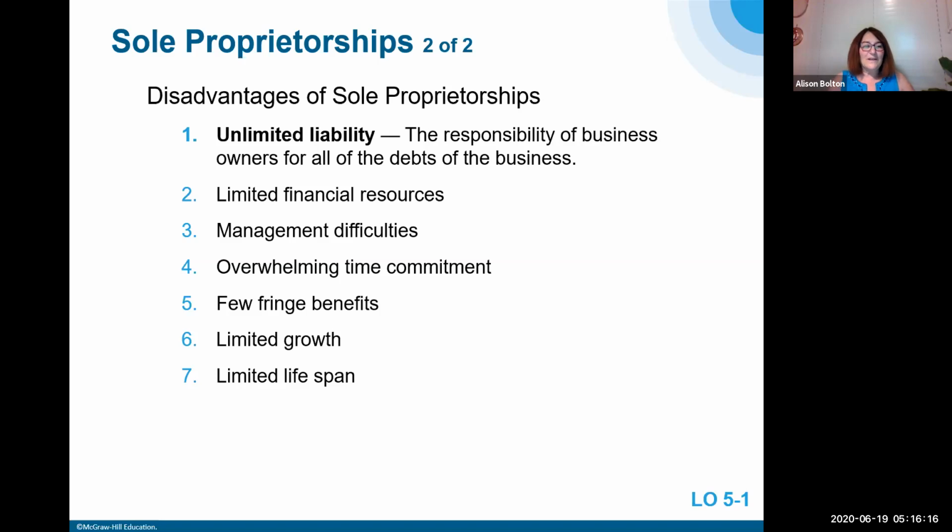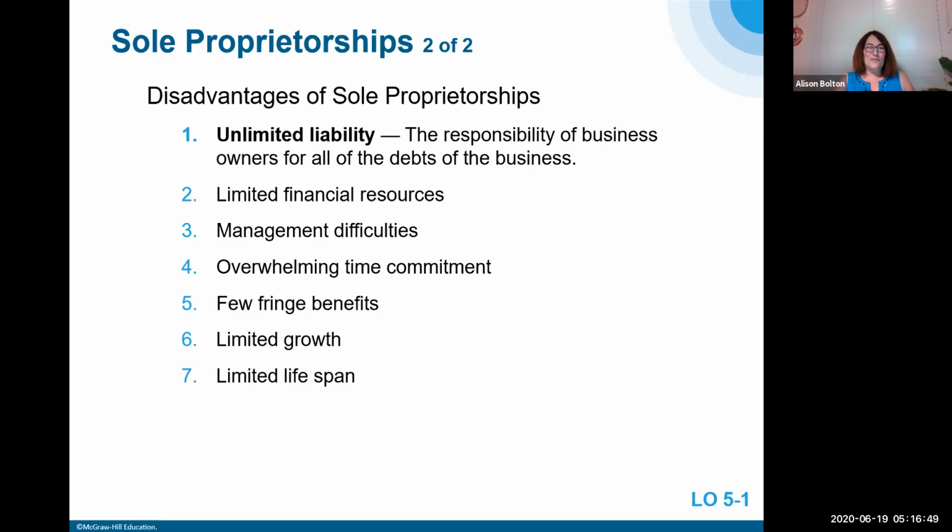Management difficulties. As the saying goes, it's not good to stay inside your head and only make one decision based on your own thoughts. It's really good to bounce thoughts off of others. That's why partnerships in other ways are more beneficial. You have 2 people involved who can talk back and forth about things. Overwhelming time commitment. It is your life in the beginning. You aren't going to be doing much of anything else. Very few fringe benefits.